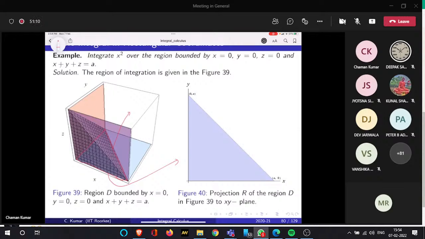x plus y equals a. I think x plus y is equal to a.